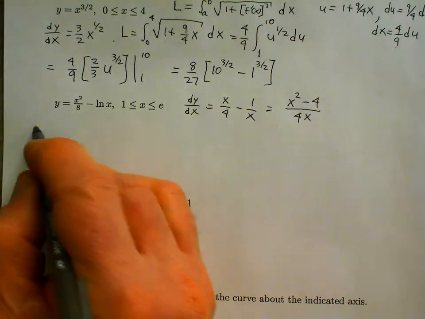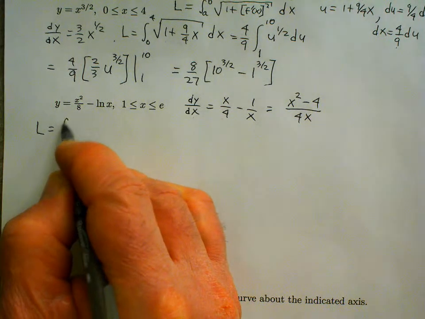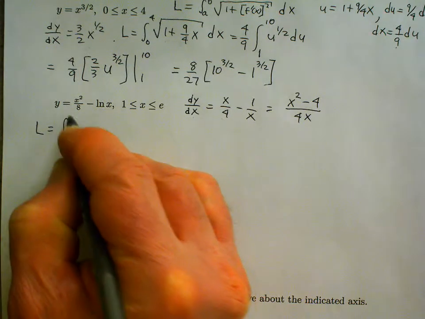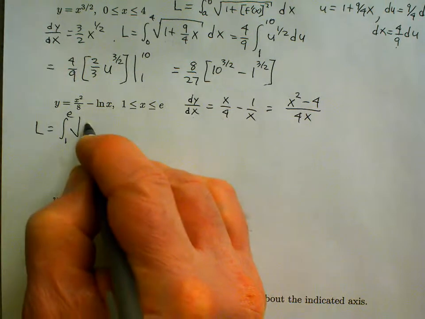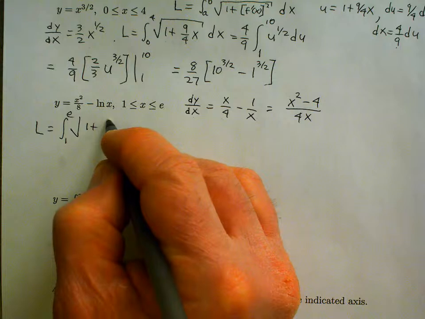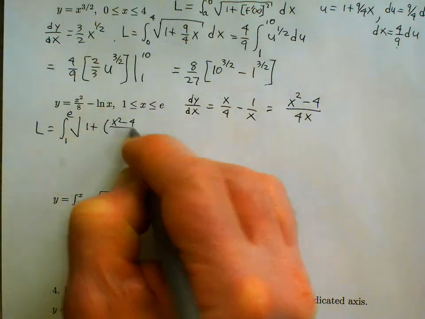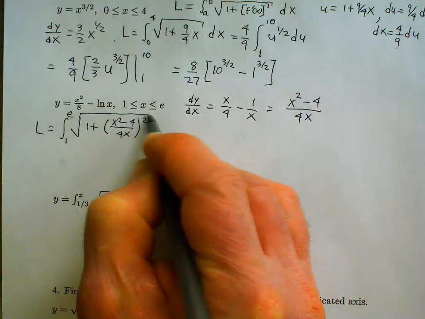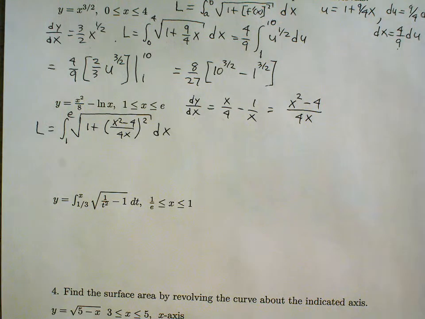Okay, so the arc length, this will be the integral from 1 to e of the square root of 1 plus the derivative squared. So we're going to square (x squared minus 4) over 4x. Okay, we'll simplify what's inside the square root.